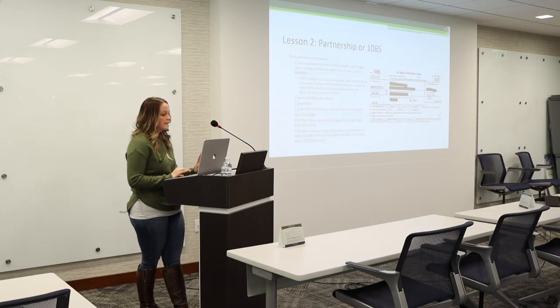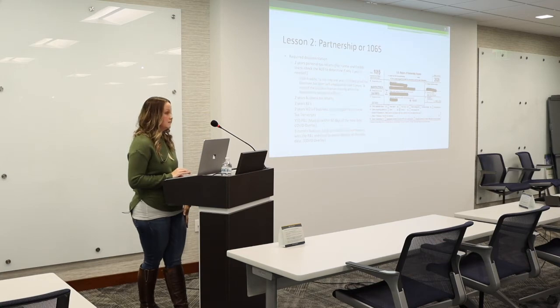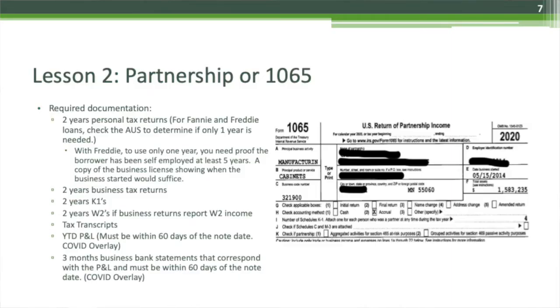All right, so the next one is partnership or 1065. How you can tell what you're looking at is just the number on the tax return. This is the business return. So this is a 1065, and again, for this, you're going to need 2 years personal returns, 2 years business returns, 2 years K-1s, and 2 years W-2s if the business returns report W-2 income on them. And again, tax transcripts go with that.